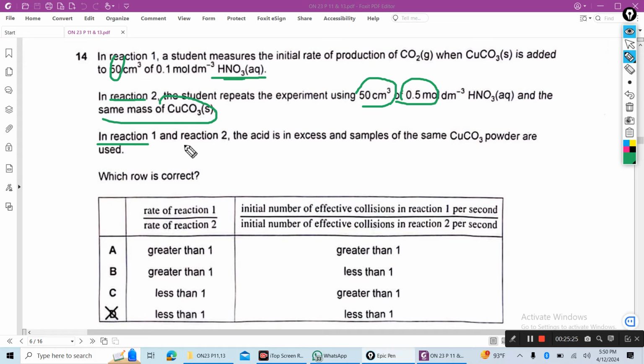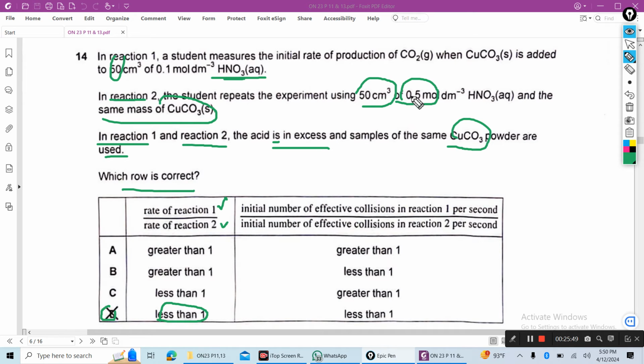In reaction 1 and reaction 2, the acid is in excess and samples of the same copper carbonate powder are used. Which row is correct? Rate of reaction 1 divided by rate of reaction 2, the answer is D is correct, less than 1.